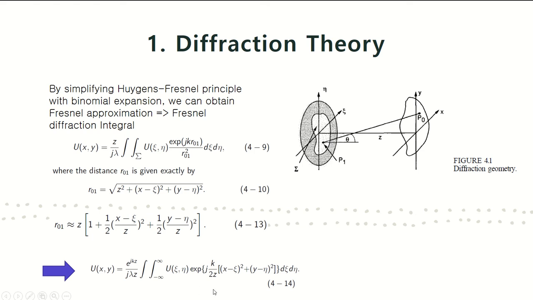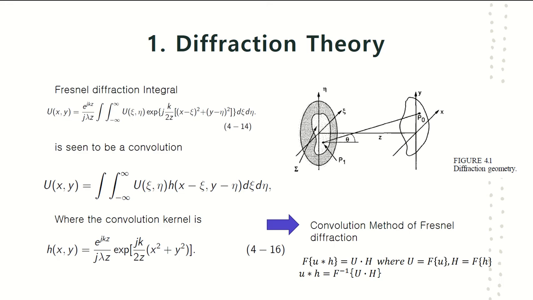where u(xi, eta) is the amplitude of the electromagnetic wave in the aperture plane, whereas u(x,y) is the amplitude of the wave in the image plane. So if we know all the information of the aperture plane, we can calculate the amplitude of the wave in the image plane. The Fresnel diffraction integral is seen to be a convolution of u(xi, eta) and h, where h is this.